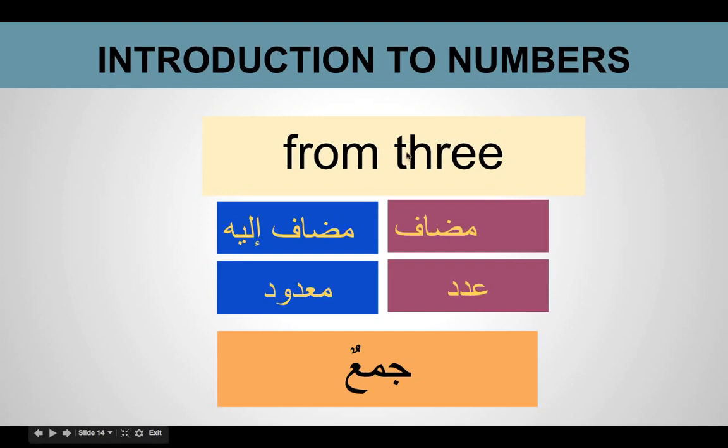So from 3 we need to remember 3 things. One is that the relationship is mudaf ilayhi. The second thing is that if the ma'dud is masculine, then the adad is feminine. And the third thing is that the ma'dud, the thing which is counted, is a jam'ah. We always use a plural noun, and we're just doing up to 10. So up till 10, we use a plural noun. That's the 3 things which we need to remember.